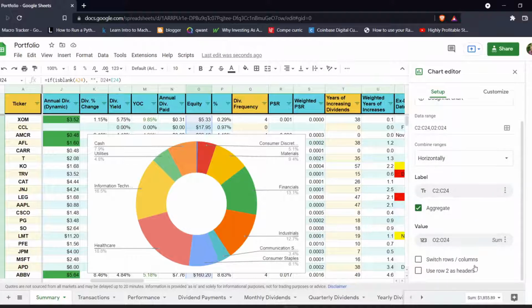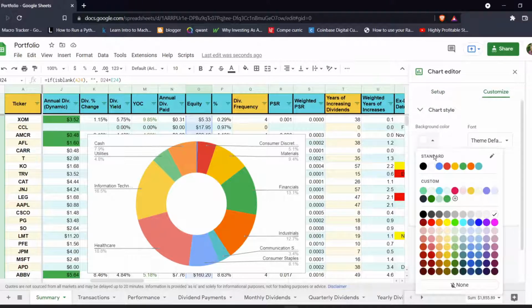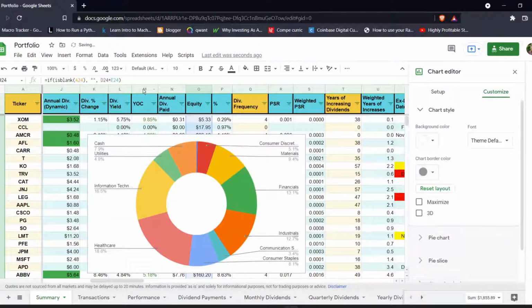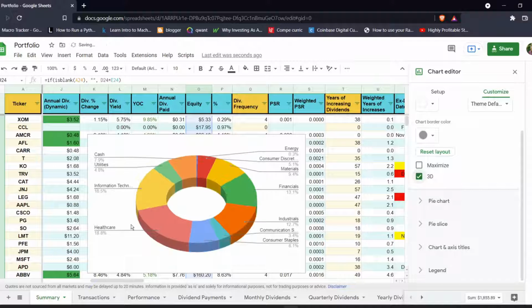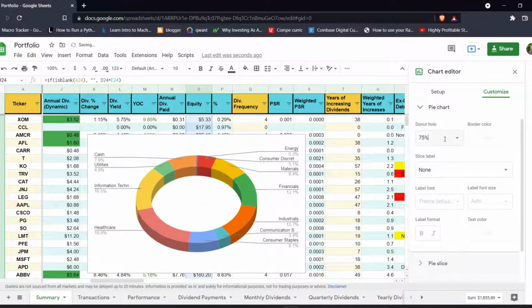And then if we go over here, we can customize some stuff, and obviously you can change the color again to something else. I honestly just like white just fine. You can change the border. And then the one thing I like is if you change it to 3D, I think it looks a little bit cooler. Obviously you can do whatever you want, but that's what I do. And then for the pie chart, you can change the size of the actual hole, make it look a little bit different.